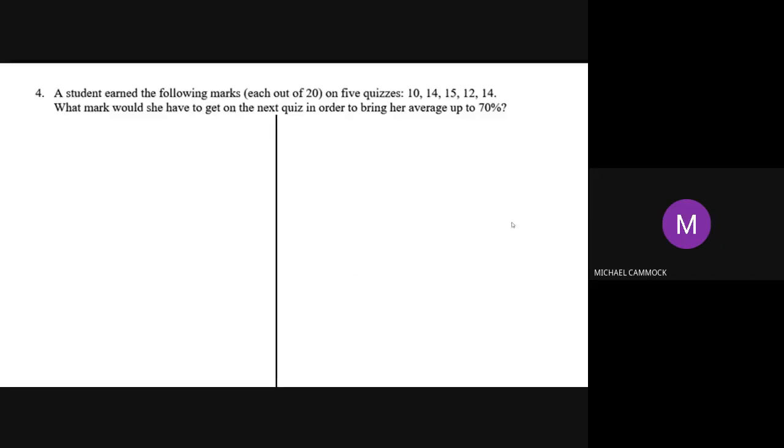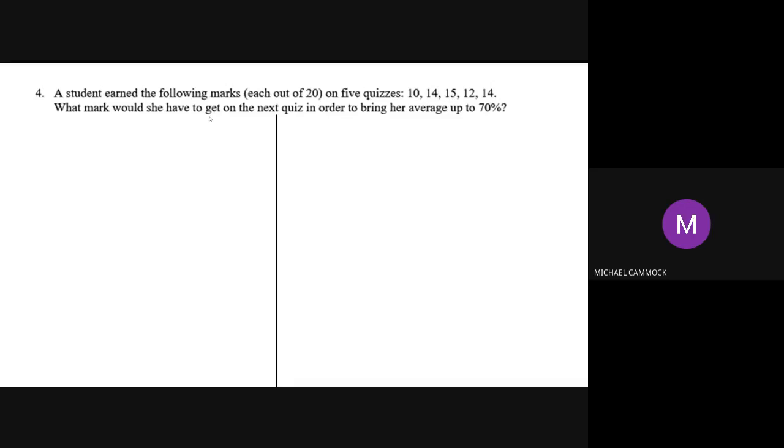Here's a kind of question that students sometimes ask me. A student earned the following grades, each out of 20, on 5 quizzes. So there was a 10, a 14, a 15, a 12, and a 14. Now, these are all out of 20. So these are not percentages, right? So remember that this 10 doesn't mean 10%. This 10 means 10 out of 20. This 14 means 14 out of 20, and so on and so forth.